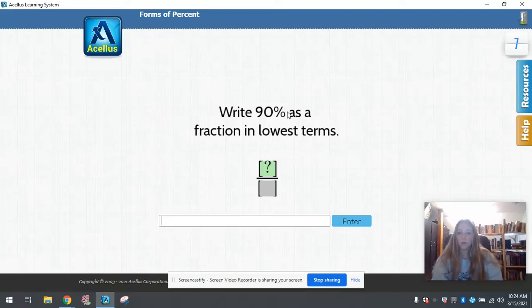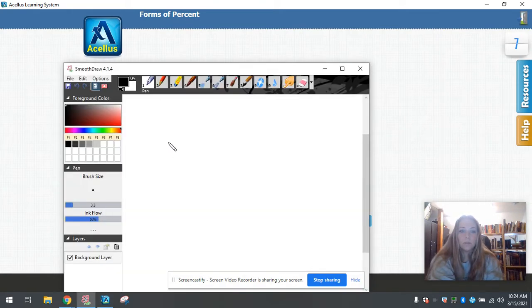Right, we are doing forms of percent. A good way to think about percent is that percents are out of 100. It says write 90% as a fraction in lowest terms. We're going to start with writing 90% as a fraction, and then we're going to reduce it. Percents are out of 100.